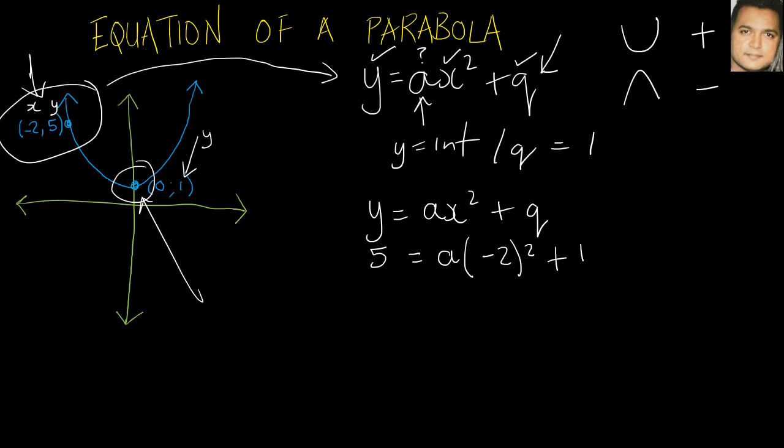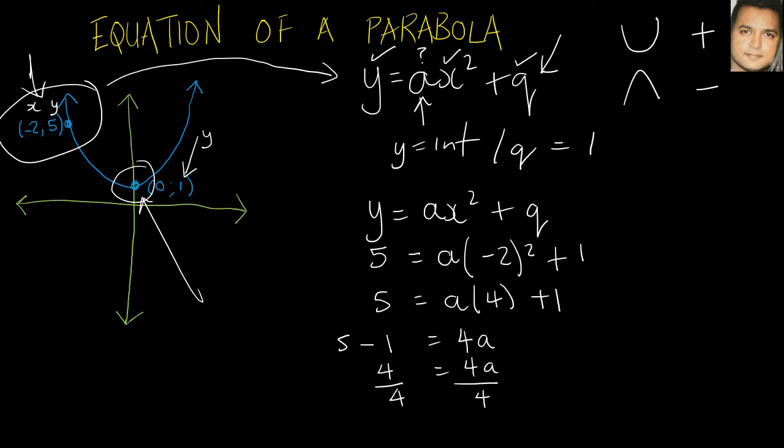Okay, now that I have this here, I'm going to solve for a. So I have 5 is equal to a into, remember that'll be 4 plus 1. So I'll have 5 minus 1 is equal to 4a, and I'll have 4 is equal to 4a. Divide both sides by 4. Okay, and a will actually be 1.